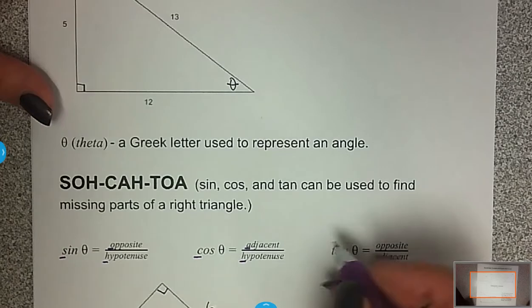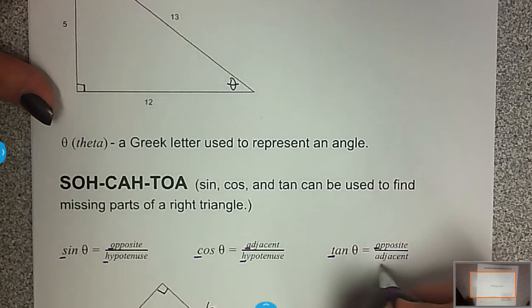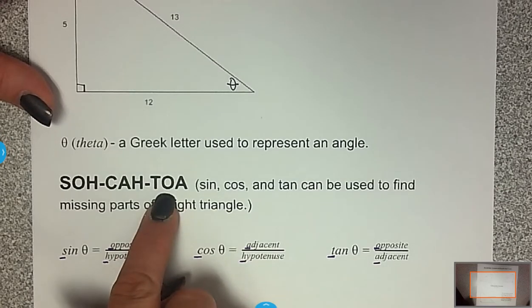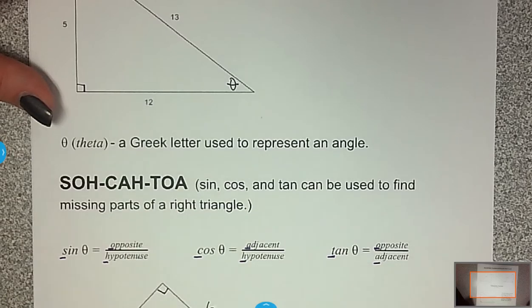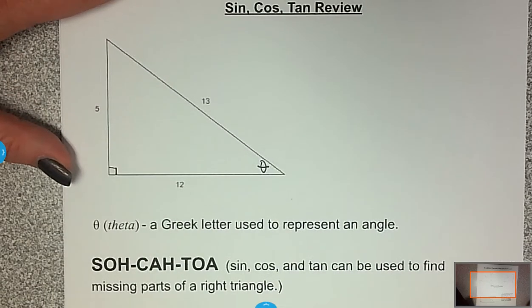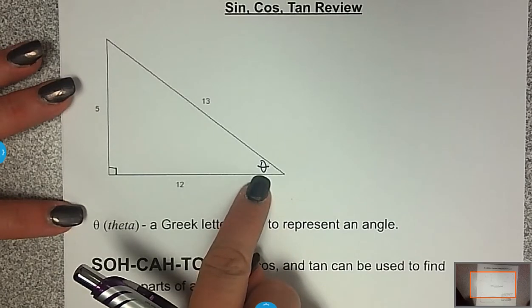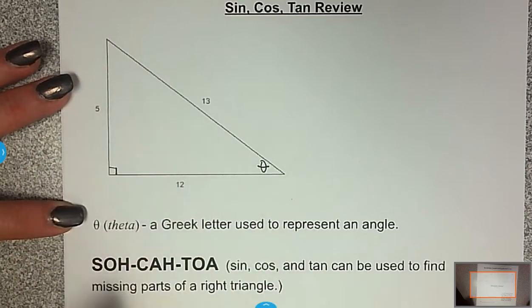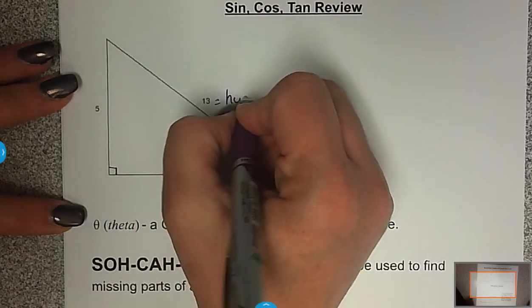And for tangent, take the T, the O in opposite, the A in adjacent. That's where the TOA in SOH CAH TOA comes from. So tangent of theta is equal to the opposite side over the adjacent side. So let's take a look at this triangle above. Here is my theta. Regardless of where that theta is at, it will always be in one of the acute angles. But regardless of which one it is, your hypotenuse is always across from 90. So this is my hypotenuse.